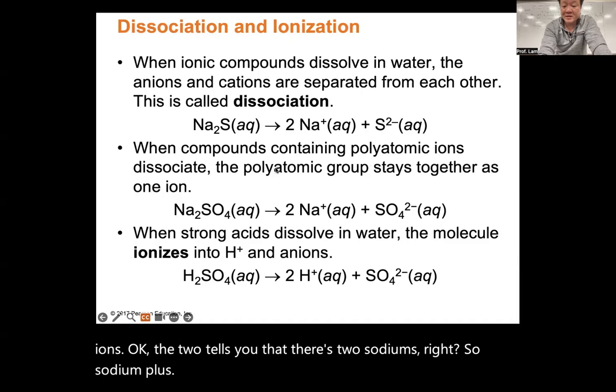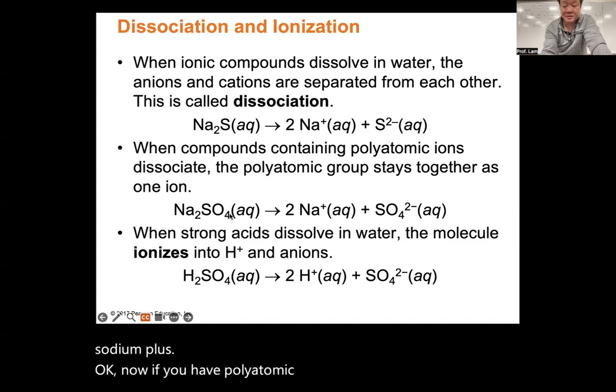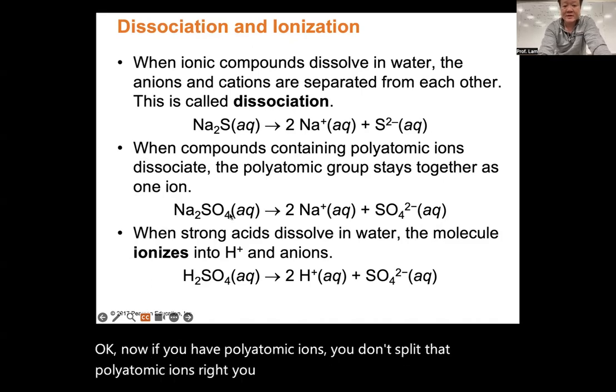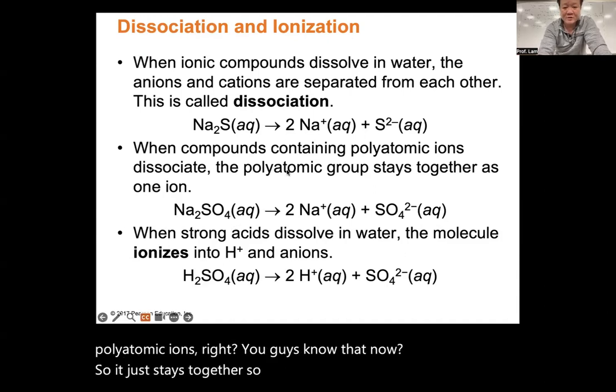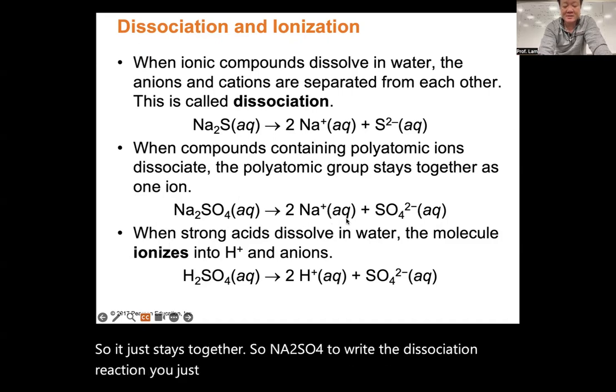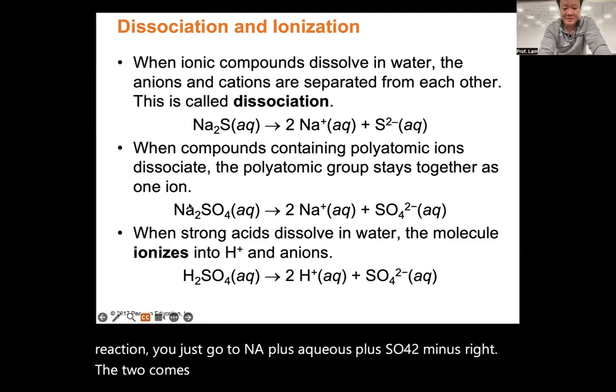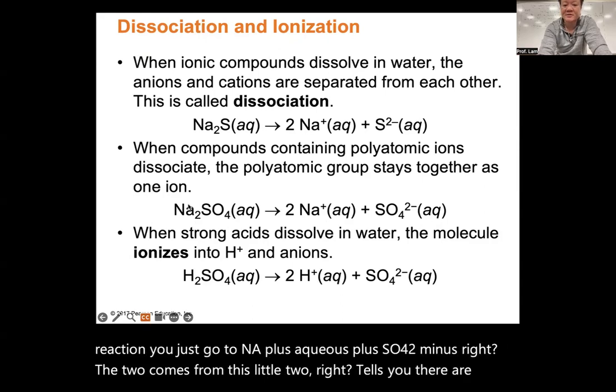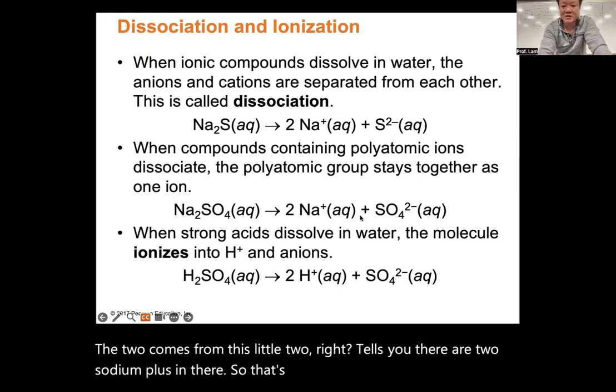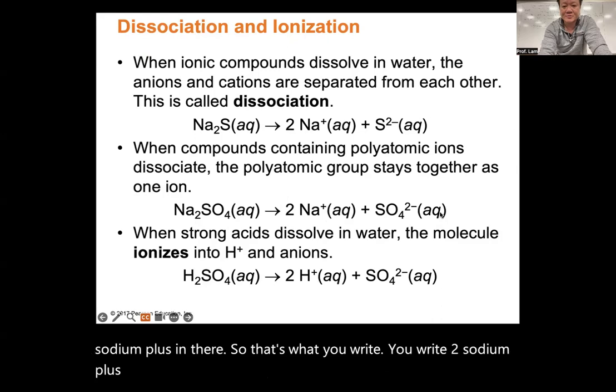Now, if you have polyatomic ions, you don't split the polyatomic ions. You guys know that now. It just stays together. So for Na2SO4, to write the dissociation reaction, you just go 2 Na+ aqueous plus SO4 2-. The 2 comes from this little 2. It tells you there are 2 sodium plus in there. So that's what you write: 2 Na+ and SO4 2-.